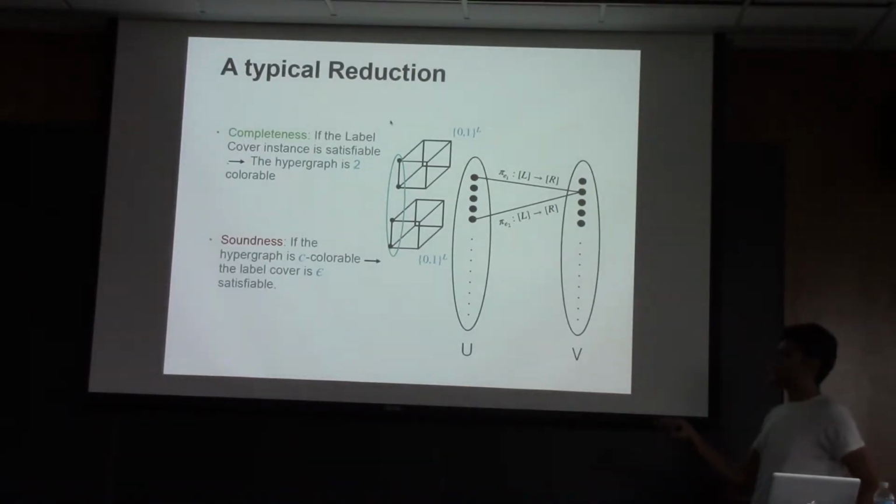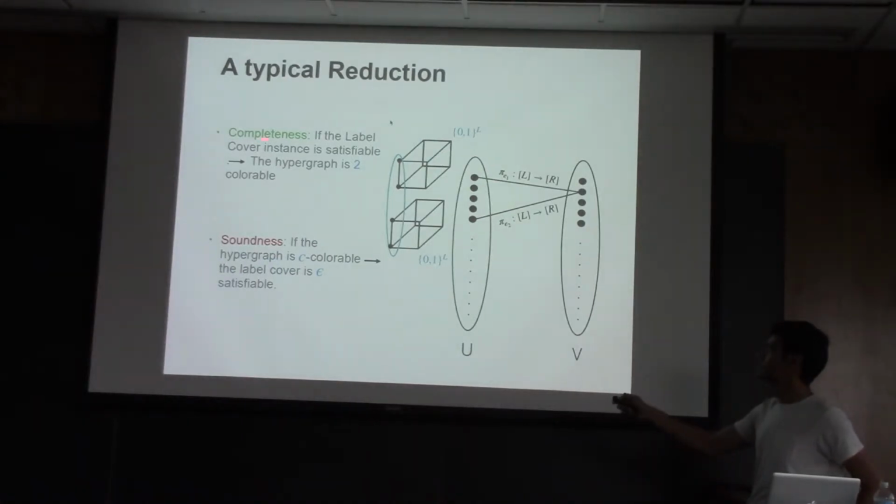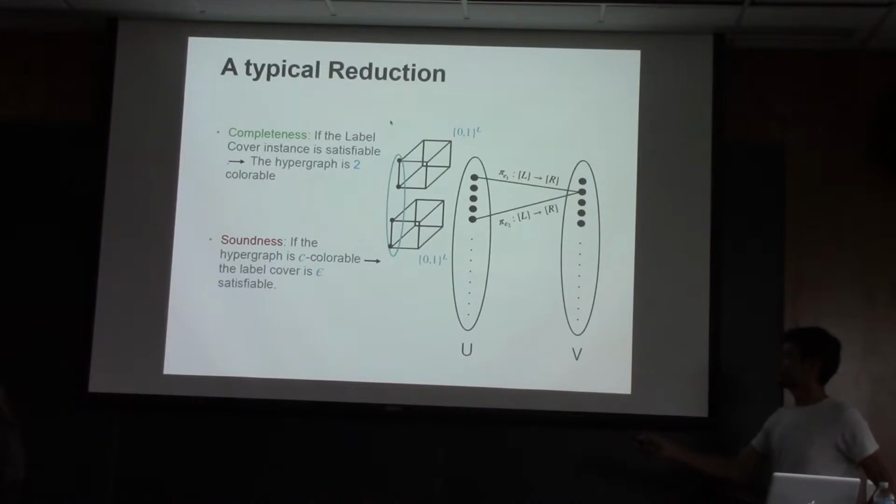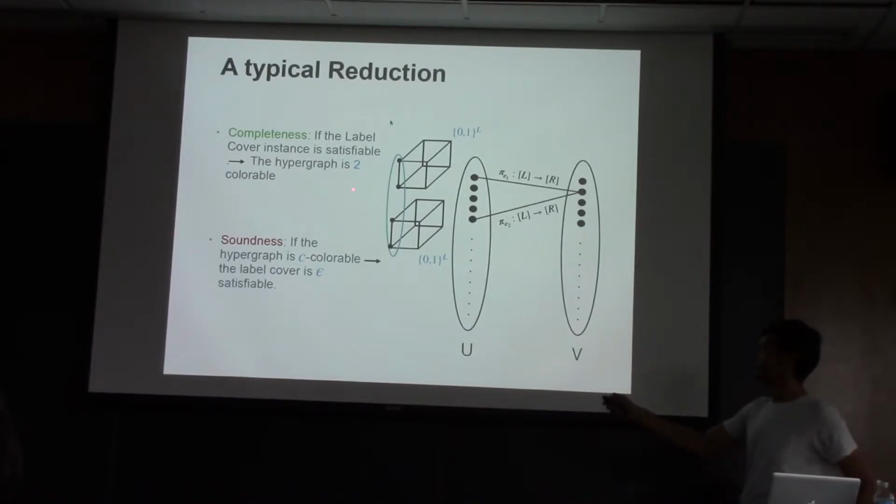And of course, like I said, we need two guarantees now to show the hardness result. One is that if the label cover instance is satisfiable, then your hypergraph is 2-colorable. And second is that if the hypergraph is c-colorable for some large c, then you can recover an epsilon-satisfying assignment for the label cover. This will show the gap of 2-colorability versus c-colorability.